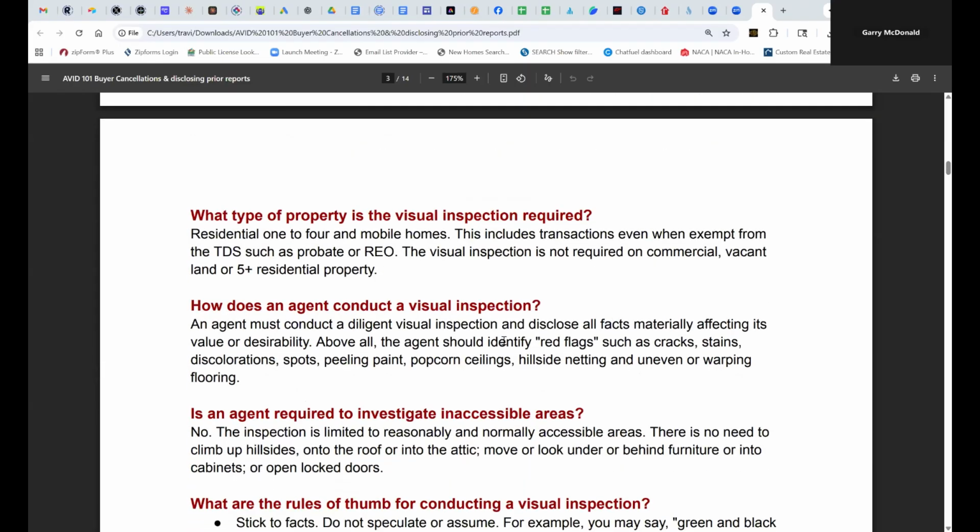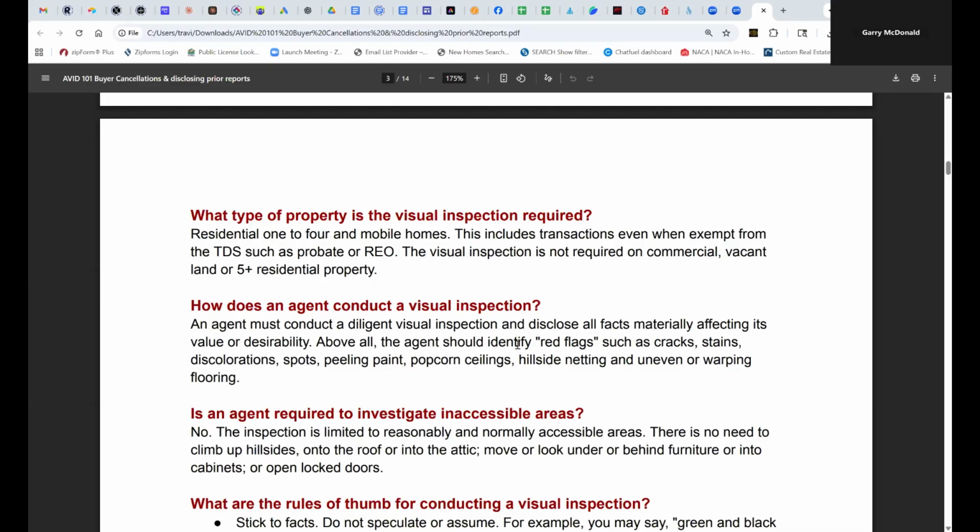What type of property is visual inspection required? Again, residential 1 to 4 and mobile homes. This includes transactions even when exempt from the TDS, such as a probate or REO. Visual inspection is not required on commercial, vacant land, or 5+ residential properties.